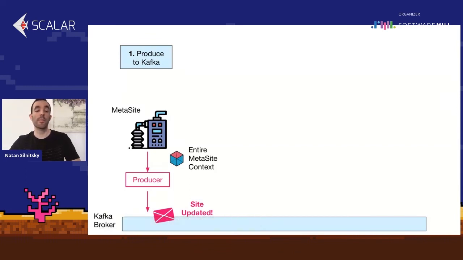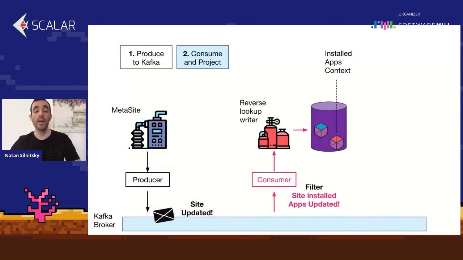So first, they produced all of the site updates to the Kafka broker, in order for Kafka to have all the information from the database and any updates going to the database about the site being updated. Then they created an additional microservice that is just in charge of the installed apps context. The consumer of the service will filter from the site updated messages, which include the entire context, only the site installed apps part. So that's the projection part.